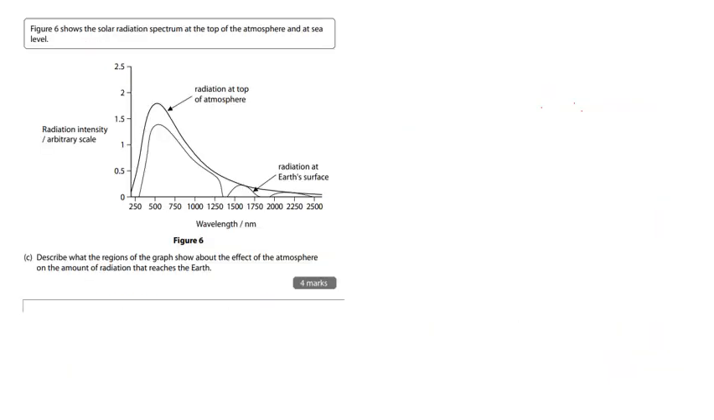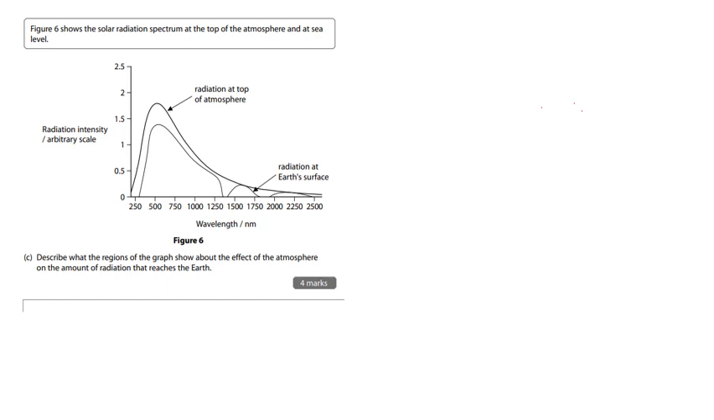Okay, last question. This is the hardest question, I think. They've given us this graph. We've never seen this graph before. We have to figure out what it's on about. Let's have a read. Now, it shows the solar radiation spectrum at the top of the atmosphere and at sea level. So what does that mean?